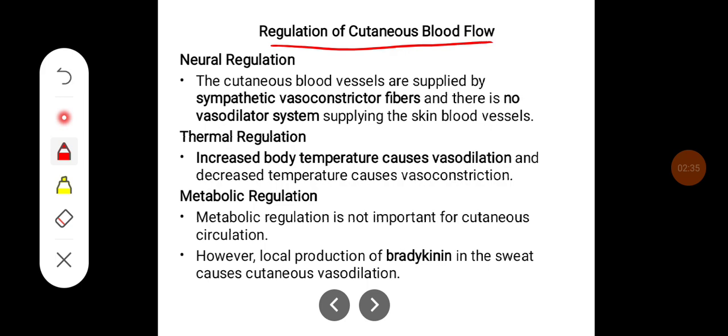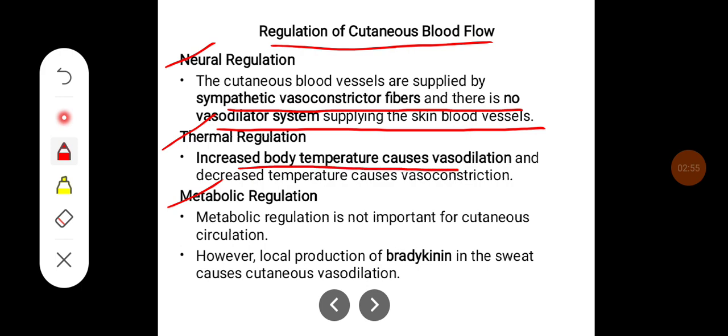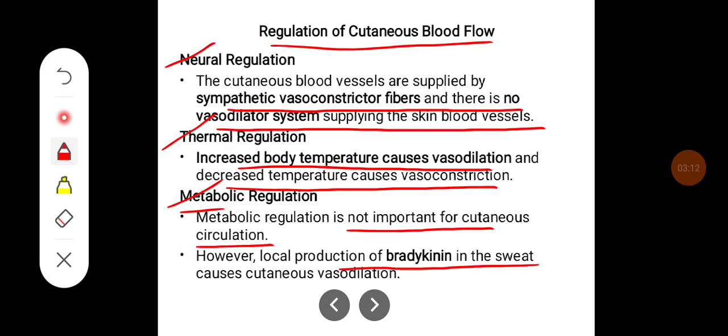Regulation of cutaneous blood flow. It is regulated by the neural mechanism, thermal and metabolic mechanism. The cutaneous blood vessels are supplied by sympathetic vasoconstrictor fibers, and there is no vasodilator system supplying the skin blood vessels. It is also regulated by the thermal mechanism, that is, increased body temperature causes vasodilatation and decreased temperature leads to vasoconstriction. Metabolic regulation occurs, but it is not that important for cutaneous circulation. However, local production of bradykinin in sweat causes cutaneous vasodilatation.